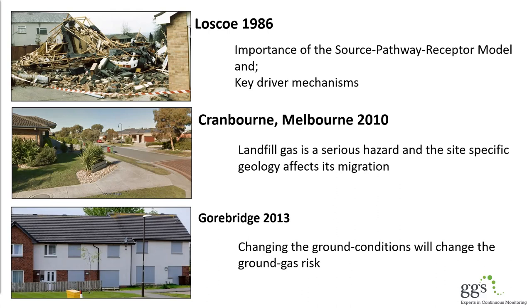Evidence from various reports into Gorebridge has identified a number of factors that could have assisted in those ground gas pathways and the source-pathway-receptor linkage being made. Unfortunately, in that case, several people were admitted to A&E for carbon dioxide poisoning. Thankfully, nobody again died in this. But as a direct result of those incidents, the local authority involved decided to vacate 64 houses and demolish them. So the outcomes of not getting it right are quite significant. But do bear in mind as well that these cases are still quite rare. They're not an everyday occurrence, thankfully.